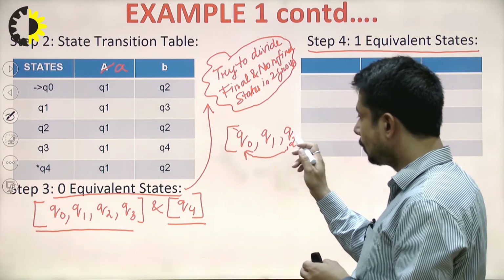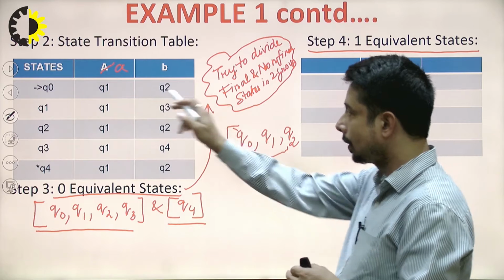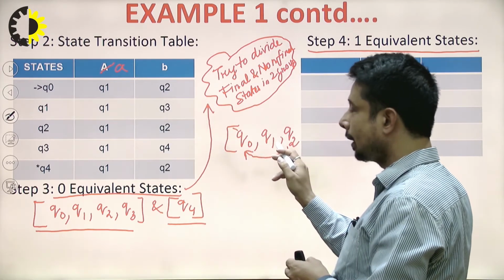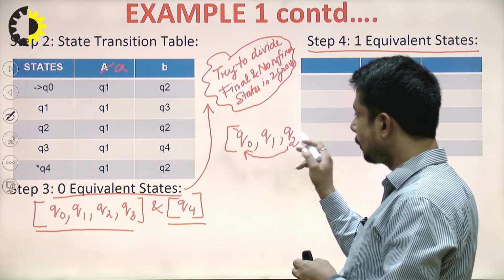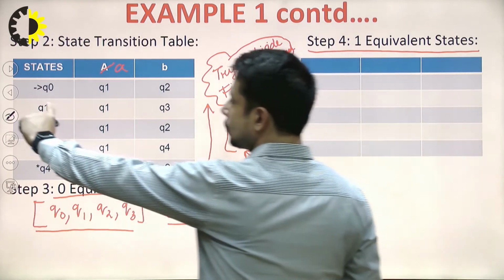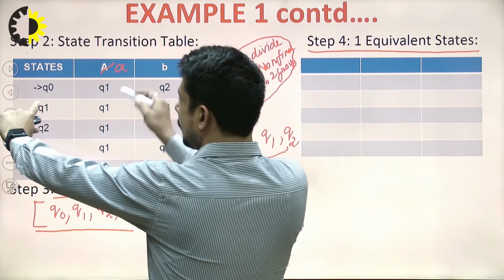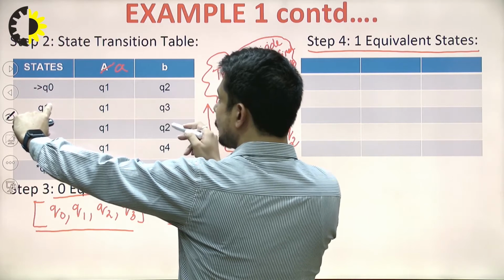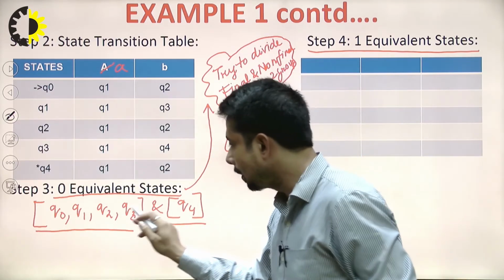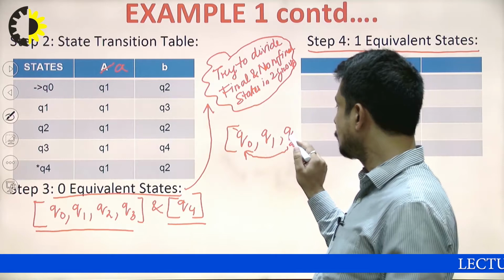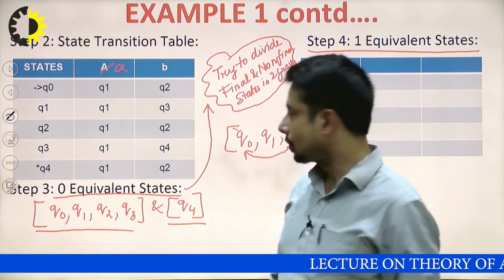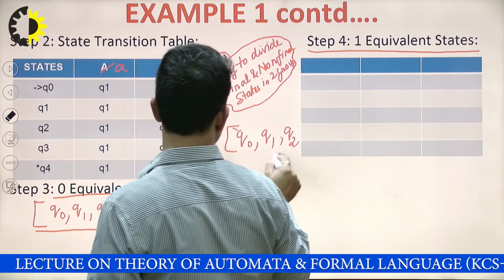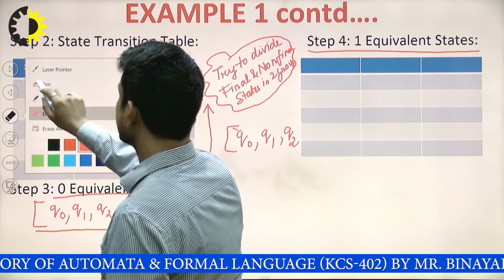Okay. Now Q2, I have already checked with Q0. It is going for both the input symbols to the same state, so that is accepted. Now Q1 was already making a pair with Q0, so I will now check Q2 and Q1 together. On seeing Q2 and Q1 together, for input alphabet A, it is going to the same state, accepted. On input alphabet B, it is going to Q3 and Q2. So go back to zero equivalent state, Q3 and Q2 are coming in the same group. So that means Q2 and Q1 can also make a pair. So that means Q0, Q1 and Q2 will come together. Okay. So this is what I have done.